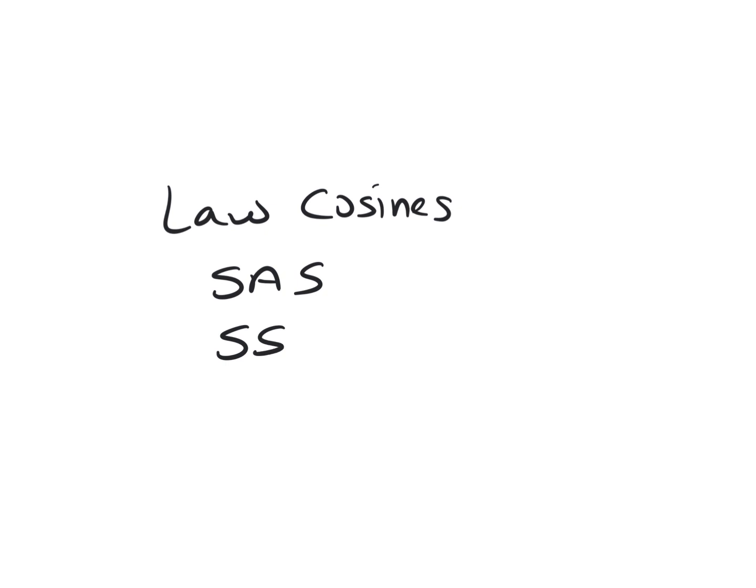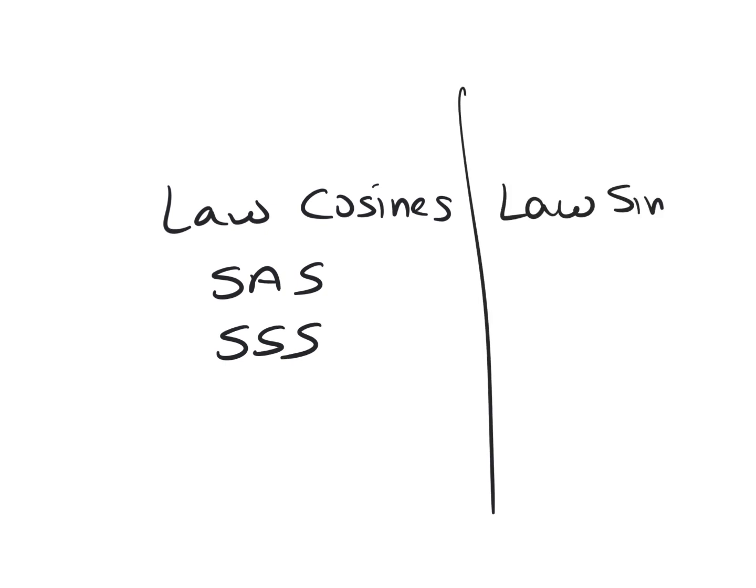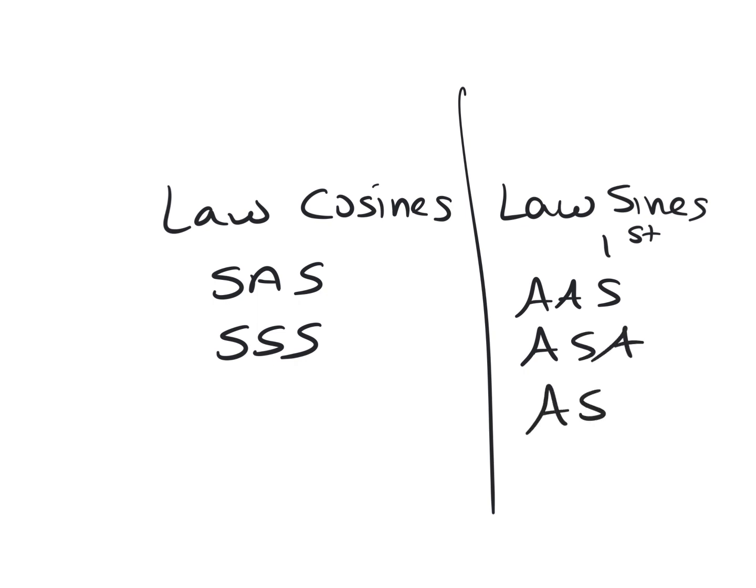So when you're going to do law of cosines, you're going to be given side angle side or side side side. When you're going to do law of sines first, it's either going to be the angle angle side, the angle side angle, or the angle side side or side side angle. Those will be the scenarios you have when you do law of sines first. This is when you're going to do law of cosines first, when it's side angle side.